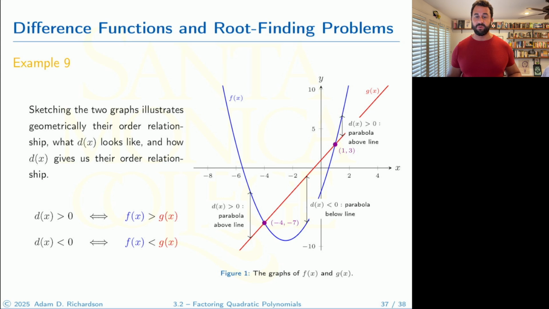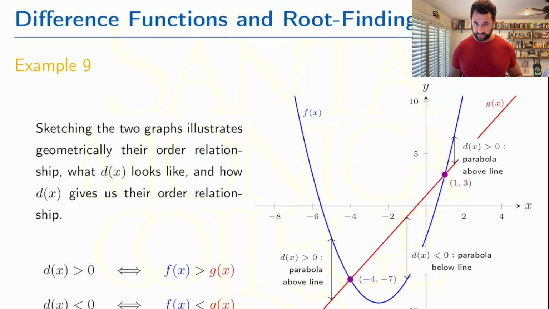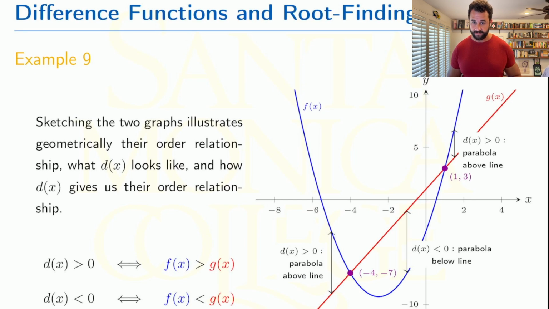We could sketch both of these graphs. We're going to learn how to sketch quadratic functions in the next section. We already know how to graph lines. That's what we talked about in the last section. And this picture kind of shows what everything looks like. So I'm going to zoom in a little bit more. There we go. All right, so blue, this is the graph of f. Red, that's the graph of g.